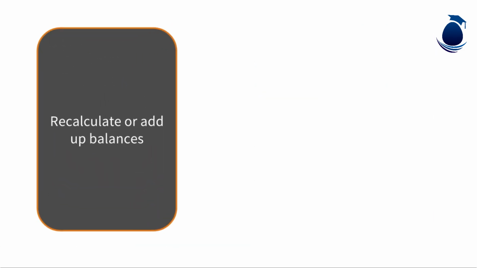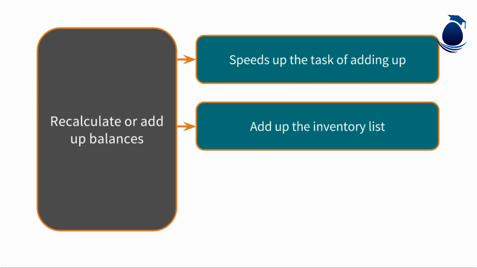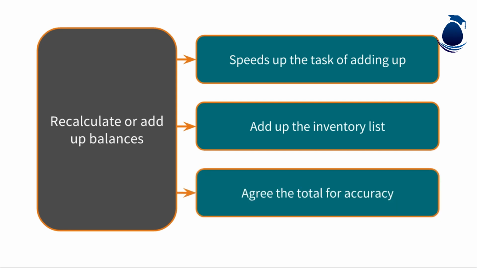Another task is to recalculate all add-up balances. The software can do this at a press of a button, which then speeds up the task of adding up, which would take an individual within the audit team a long time. The auditors could get the software to add up the inventory list to agree the total for accuracy.